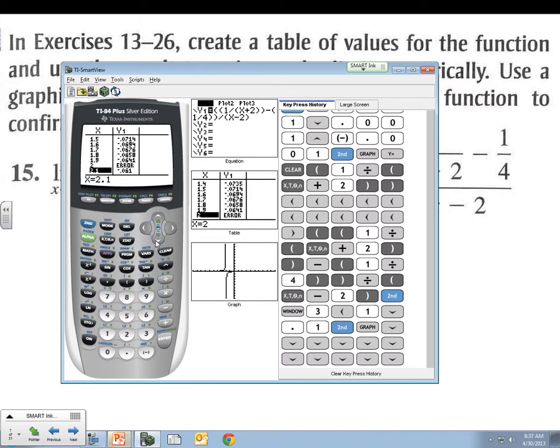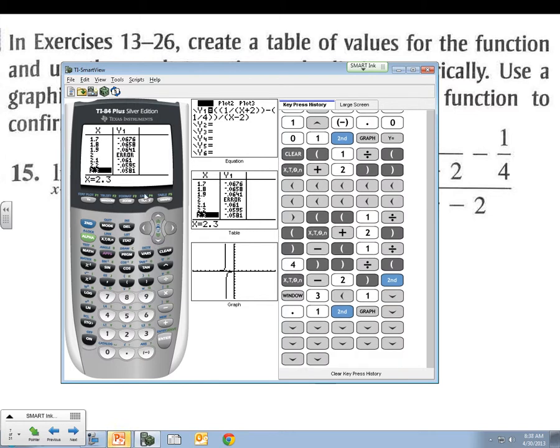Oh, we get an error. And let's see what happens here. So from the left, 0.061, from the right, 0.0641. What do you think it's approaching here? Looks like it's approaching 0.06.